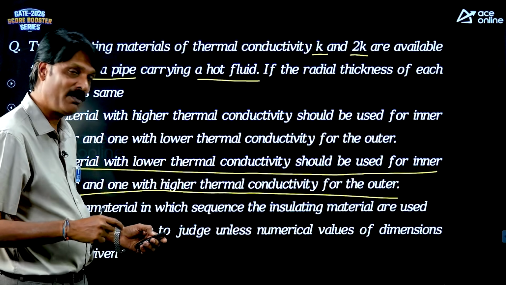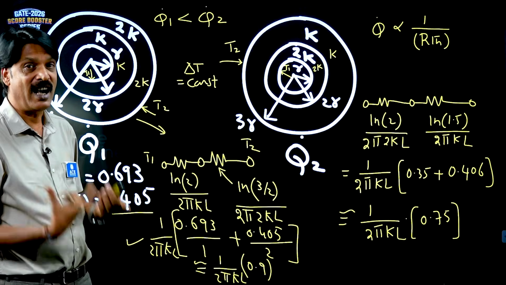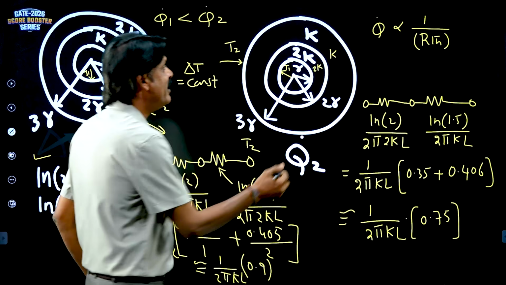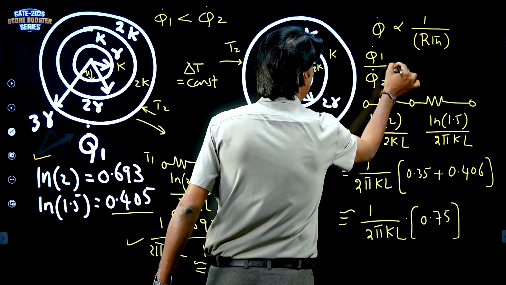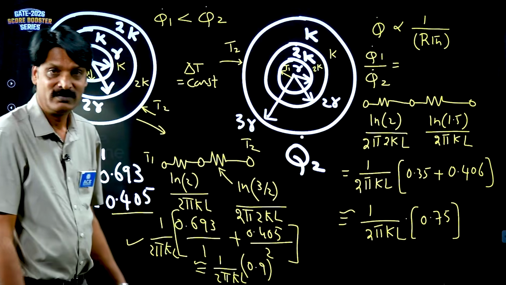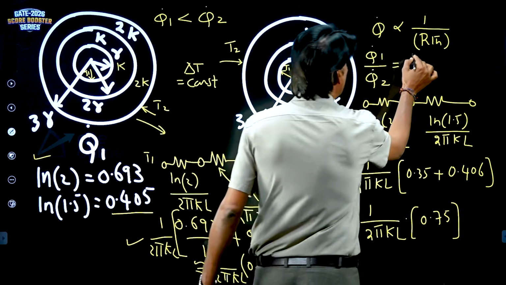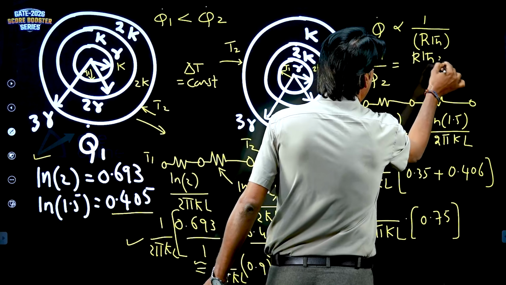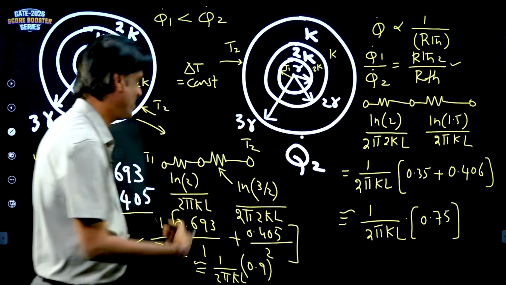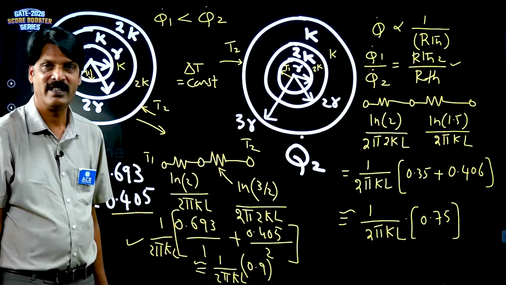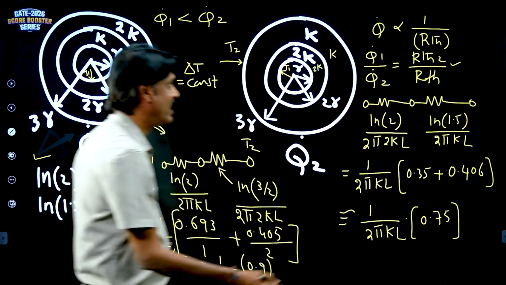There is every possibility of extending this particular question and they may ask: what is the ratio of Q dot 1 by Q dot 2? Then it is thermal resistance 2 divided by thermal resistance 1. Likewise, you can straight get the value 0.75 divided by 0.9.